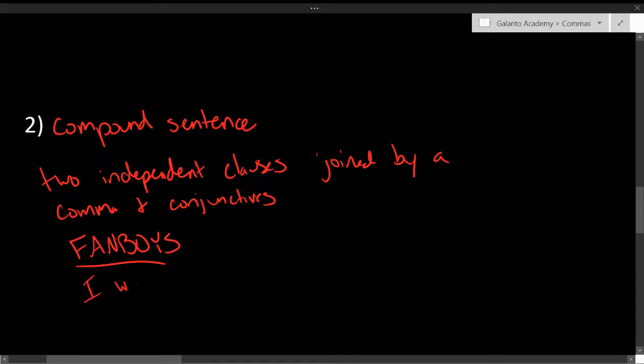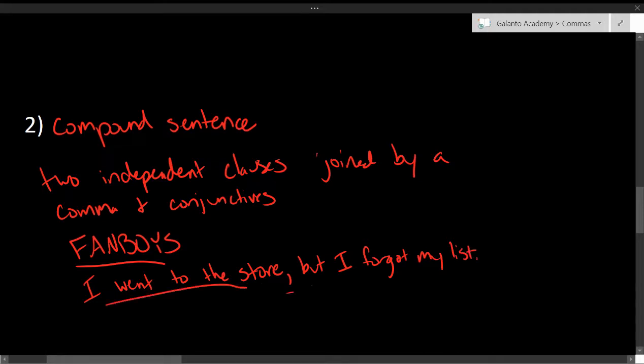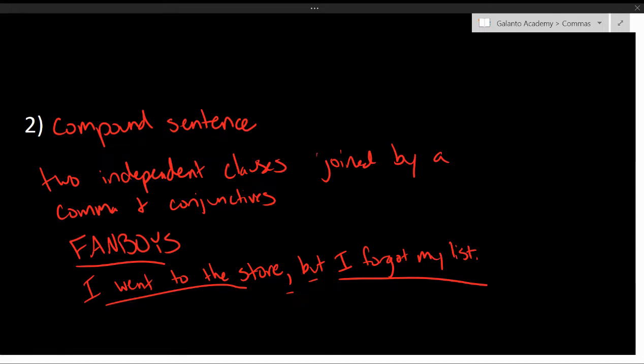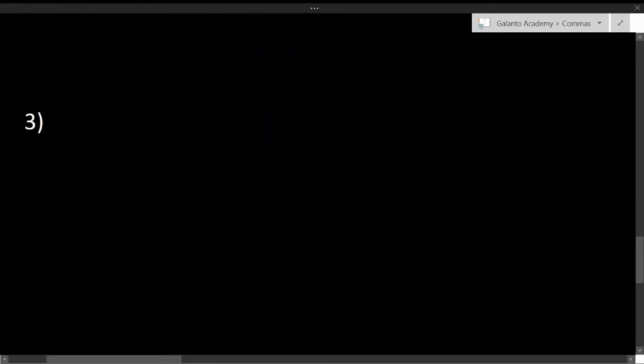I went to the store, comma, conjunction, I forgot my list. So, independent clause, comma, conjunction, independent clause. So, we've used them in a list, used a comma in a compound sentence.